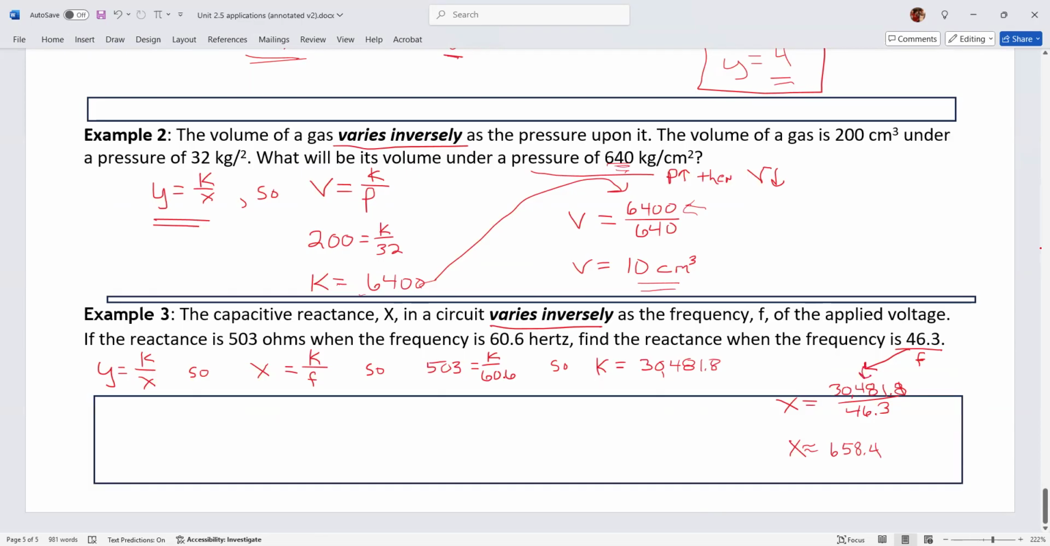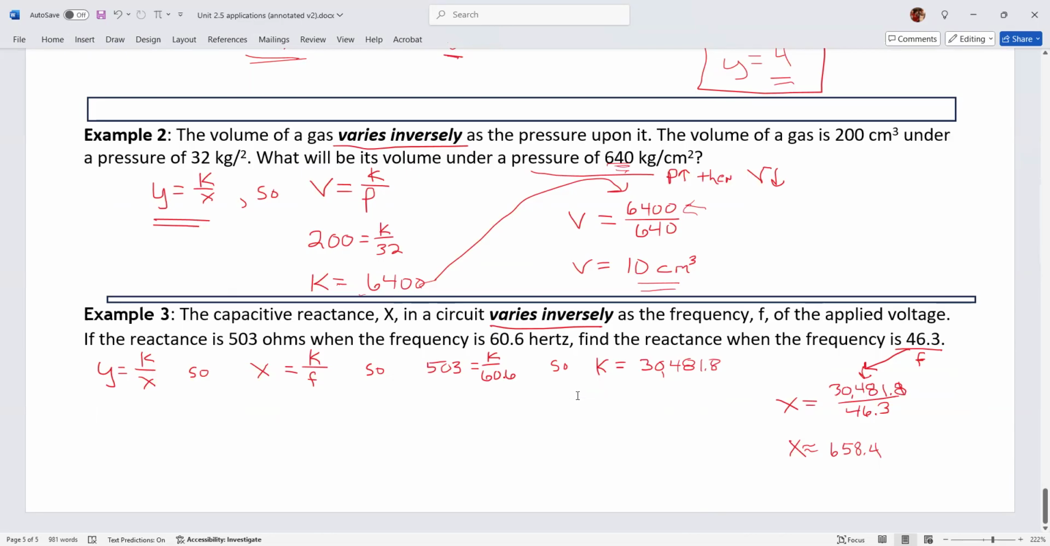And then what do they give me to find? It says find the reactance. That's the X when the frequency, the F, is 46.3. So I just make sure I put the values in the right place. So there's my 46.3 right there. And again, this one's just going to be a division. I do the division. I get X is equal to 658.4.